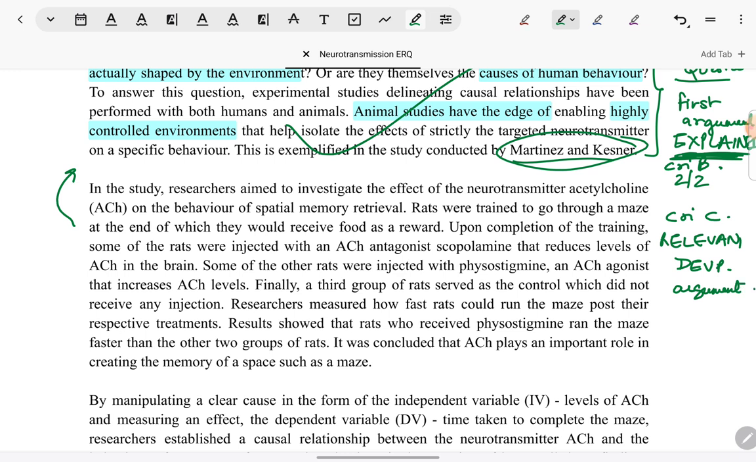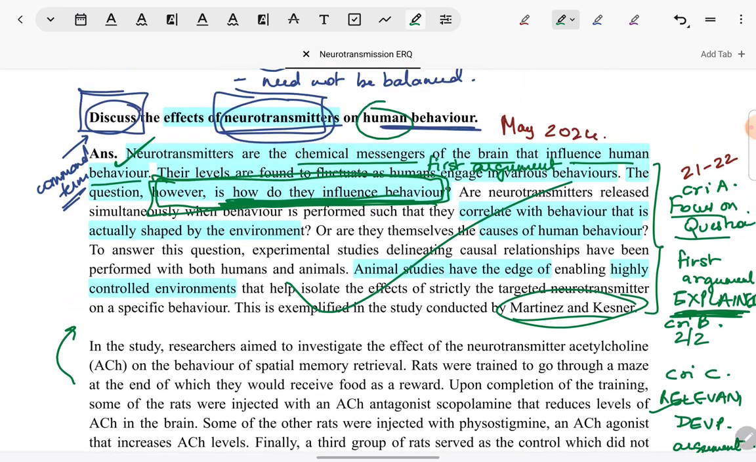One, if I'm taking an animal study like I have, it is relevant to the question only and only if I can link the results to humans. If I just write an animal study and I do nothing about it, I just leave it as it is, which students do in their formulaic approach when they use the same formula to answer every question, then I am not being relevant to the question asked. Neurotransmitters, how they influence human behavior, is of course what the question is. So if I'm just going to leave an animal study and in no way show how it matters when it comes to human behavior, I will not be relevant.